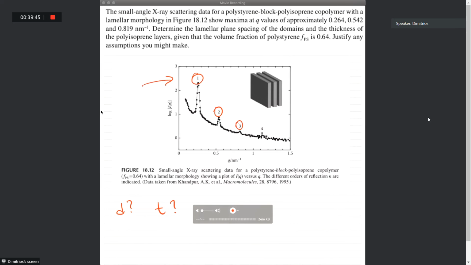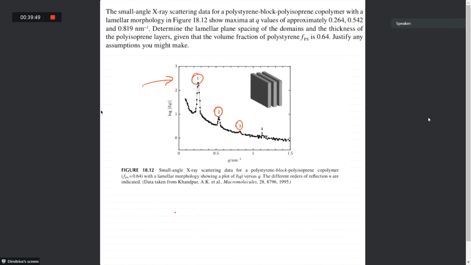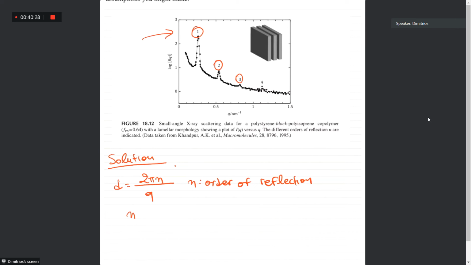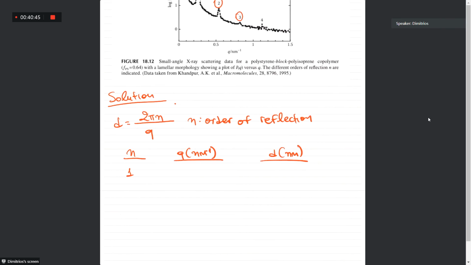Okay, let me give you the answer. Let me erase these ones. So, the solution. We have this equation for the lamellar plane spacing, which is related to the scattering vector by this very simple equation, d equals 2πn over q, where n is the order of reflection. We have three orders of reflection, q in nanometers to the minus one, and d in nanometers.